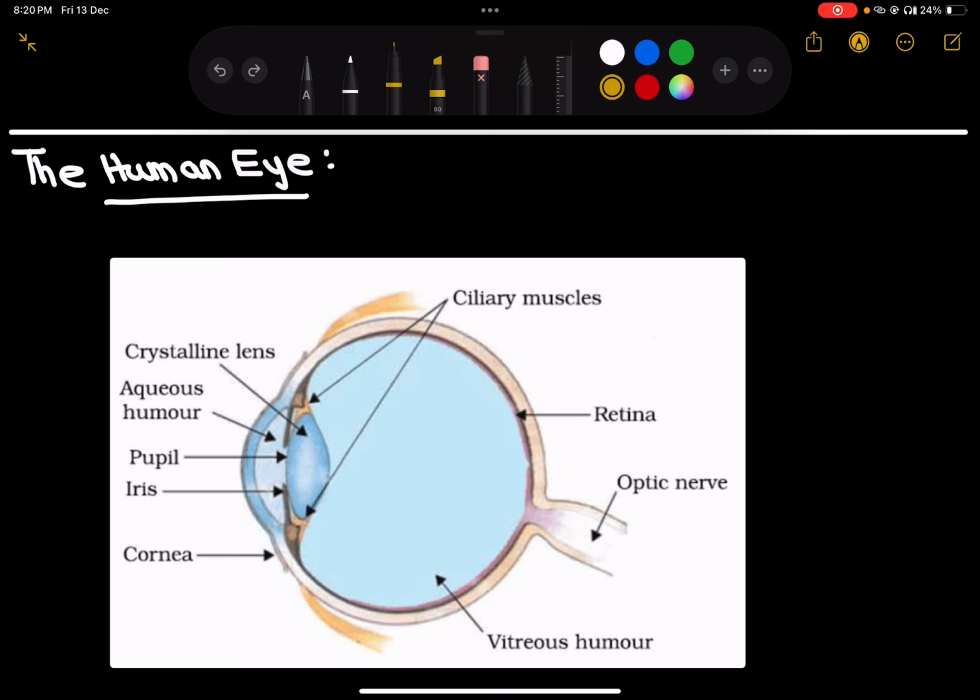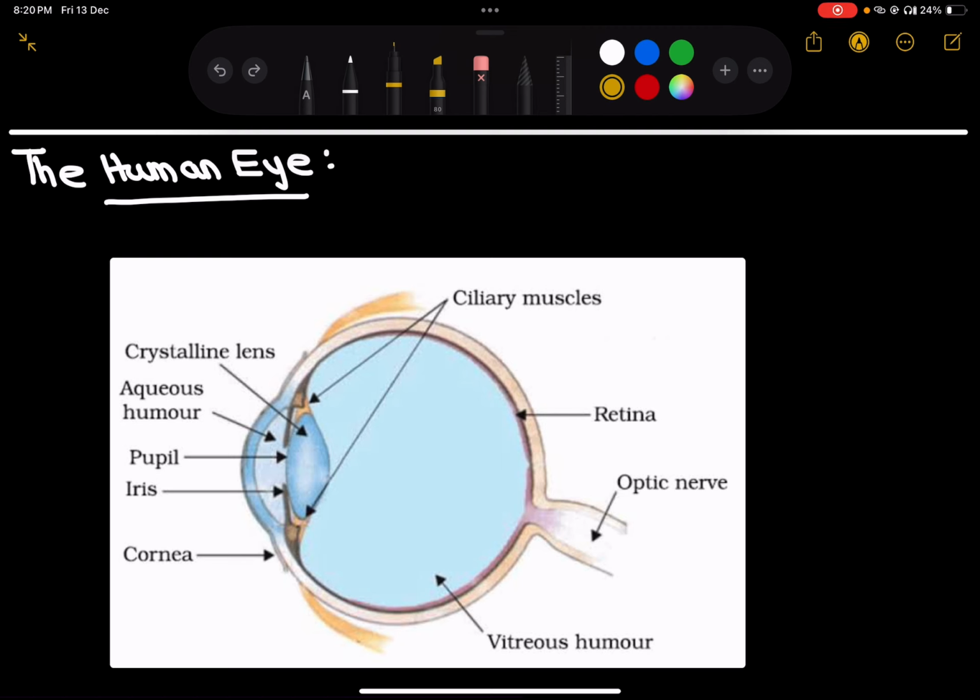The human eye is basically like a camera. How? Because it has a lens. This lens projects the image on a certain screen, and this screen conveys the message to our brain. So let us see the functioning of the human eye.